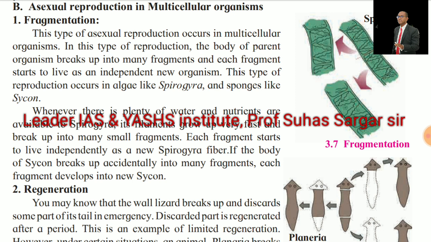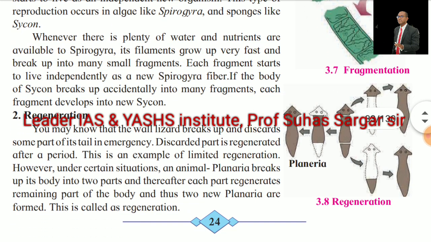Whenever plenty of water and nutrients are available to Spirogyra, its filament grows very fast and breaks up into many small fragments. Each fragment starts to live independently as a new Spirogyra filament. If the body of Scypha breaks up accidentally into many fragments, each fragment develops into a new Scypha. See the picture of fragmentation. See also the picture of regeneration.